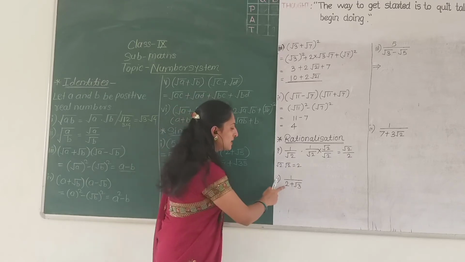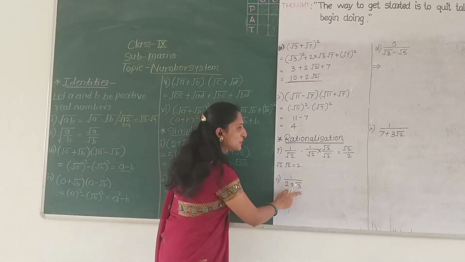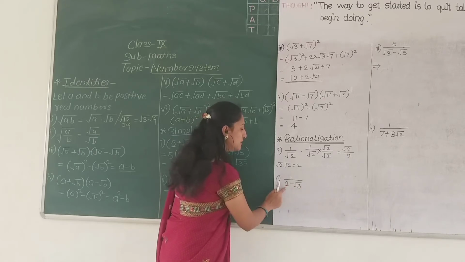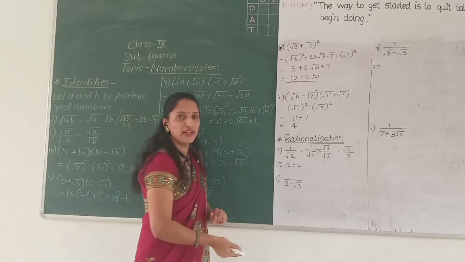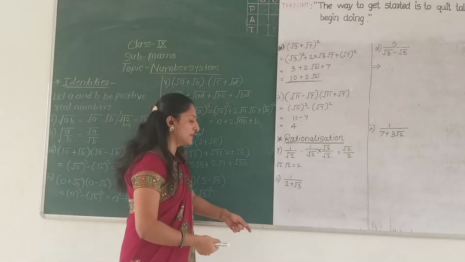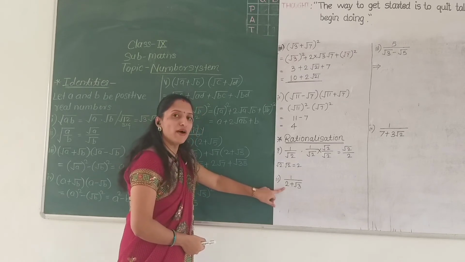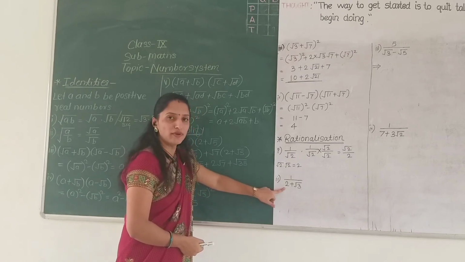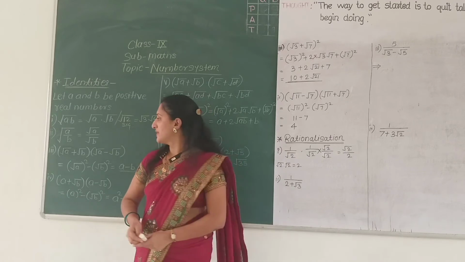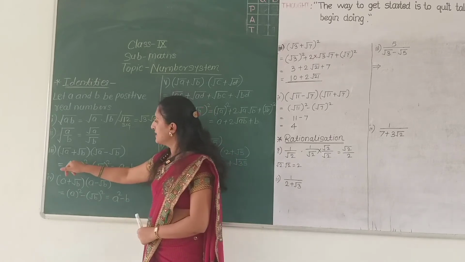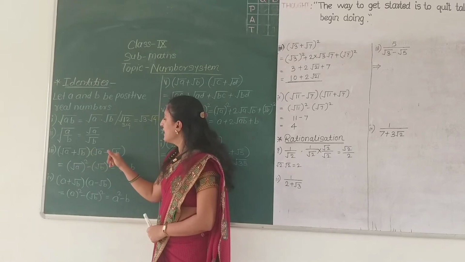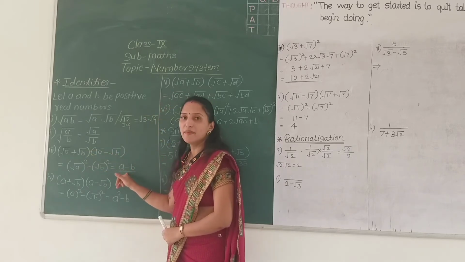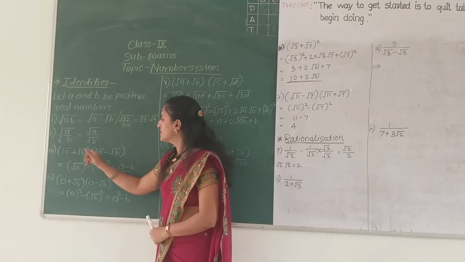Here the denominator contains the term 2 plus root 3. So the opposite term of 2 plus root 3 is 2 minus root 3, right? So I multiply 2 minus root 3 to the denominator. Why 2 minus root 3? Since, look here, (root a plus root b) into (root a minus root b), we get a minus b. Okay, these are opposite terms.